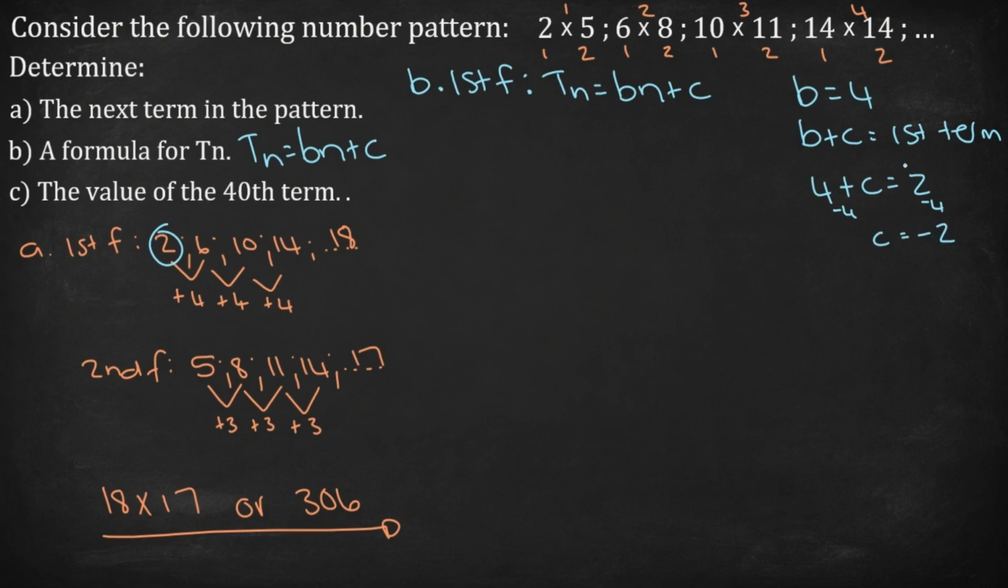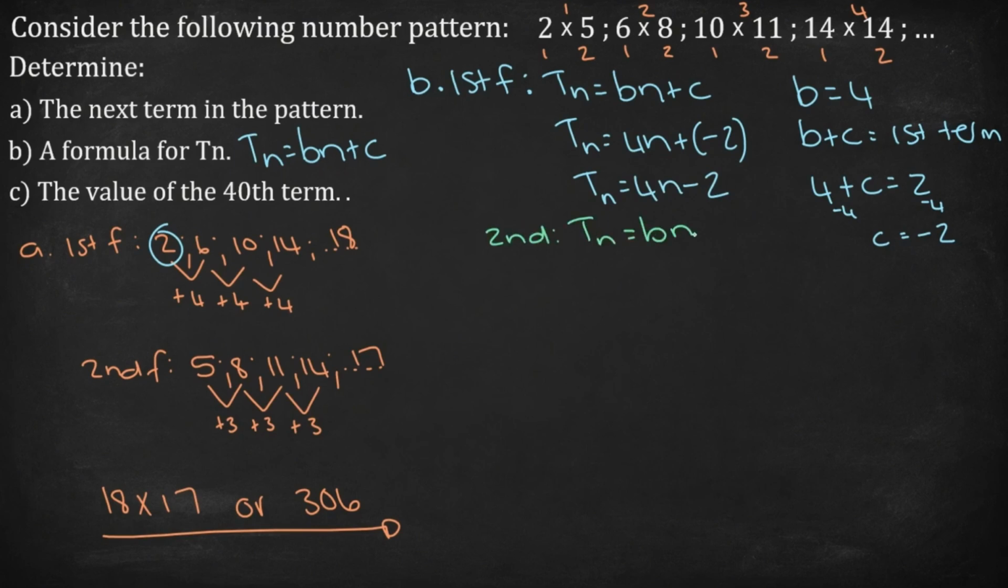Now I can substitute these two values into this general formula. Tn equals 4n plus, and then multiplied by negative 2. Therefore, Tn equals 4n minus 2. Now let's work on the second factor. Again, it is Tn equals bn plus c.